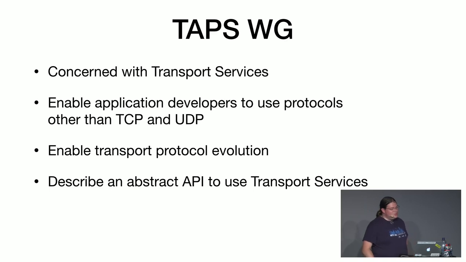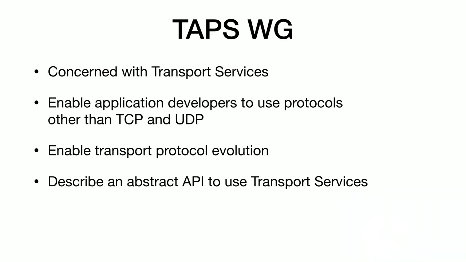We want to enable transport evolution and describe an API for how to use transport services. Wait, API? IETF, isn't the IETF just standardizing protocols? Why APIs? That's the reason why we really talk about an abstract API.